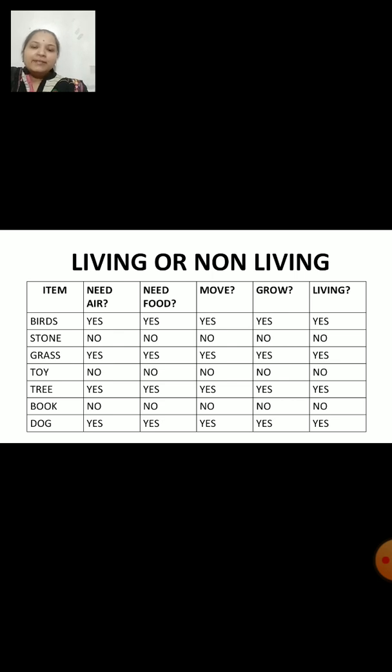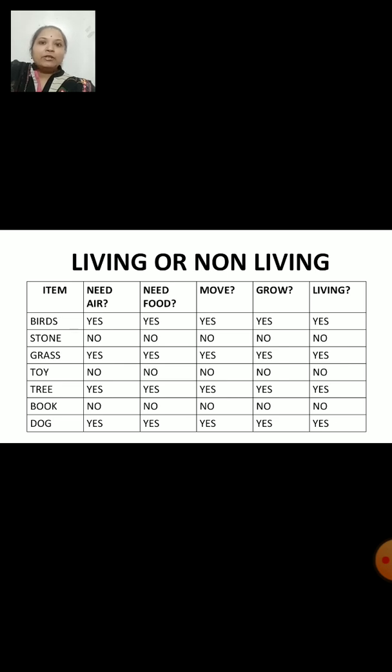Now, next is grass. Does it need air? Yes. Does it need food? Yes. Does it move? Yes, but it does not move on its own. It moves when the wind blows. Does it grow? Yes. So, is it a living thing? Yes, the grass is a living thing.